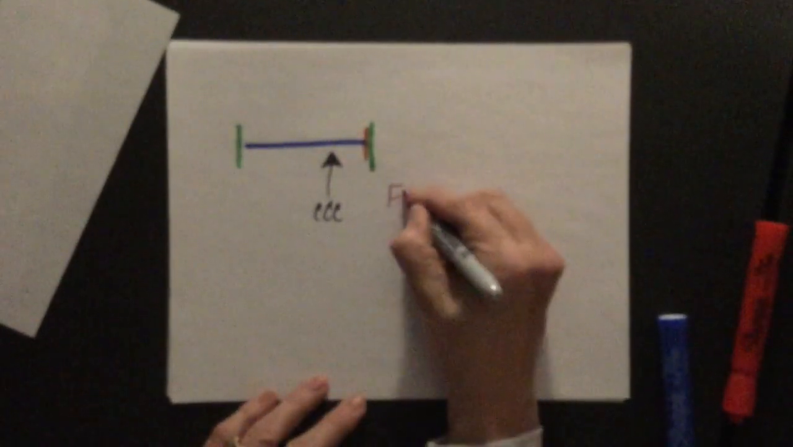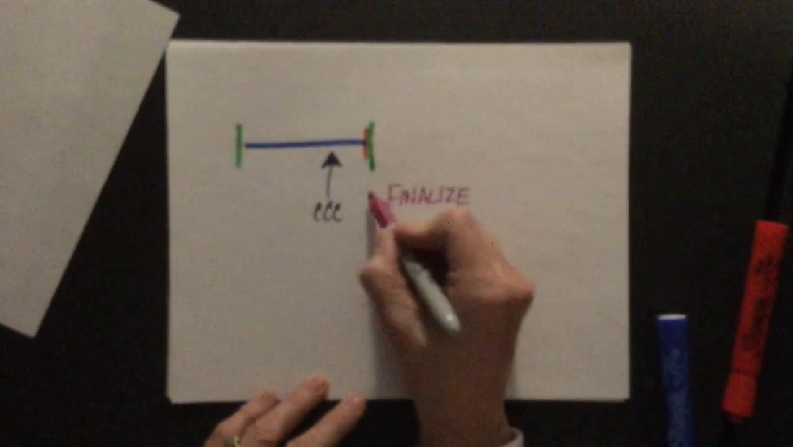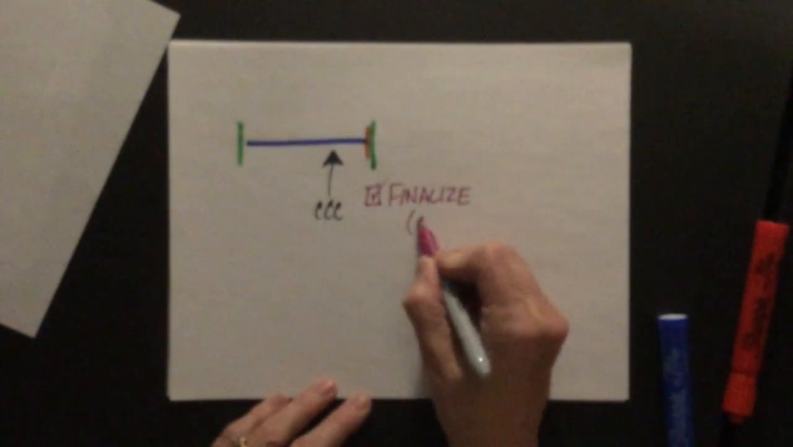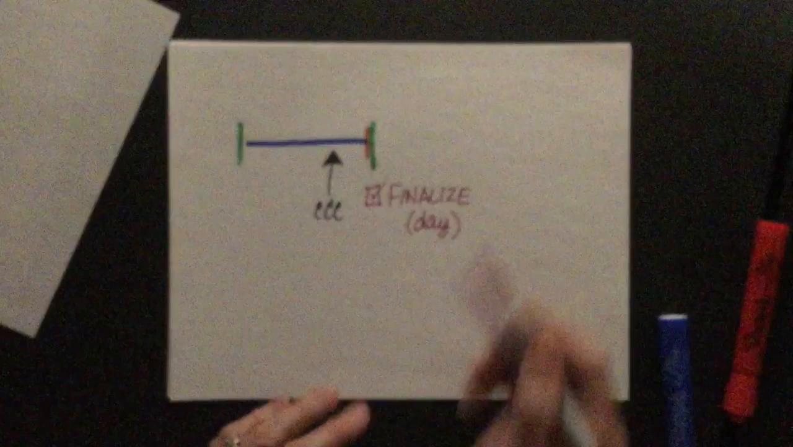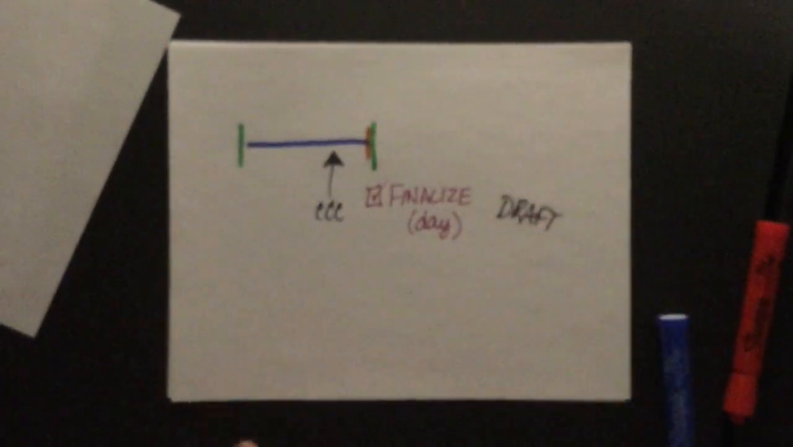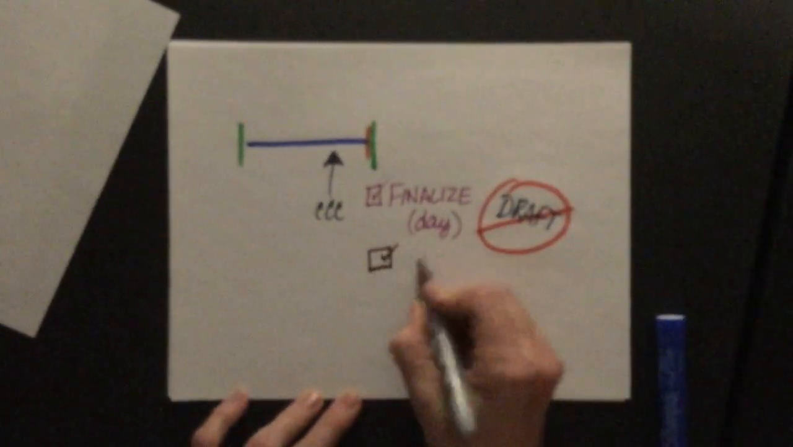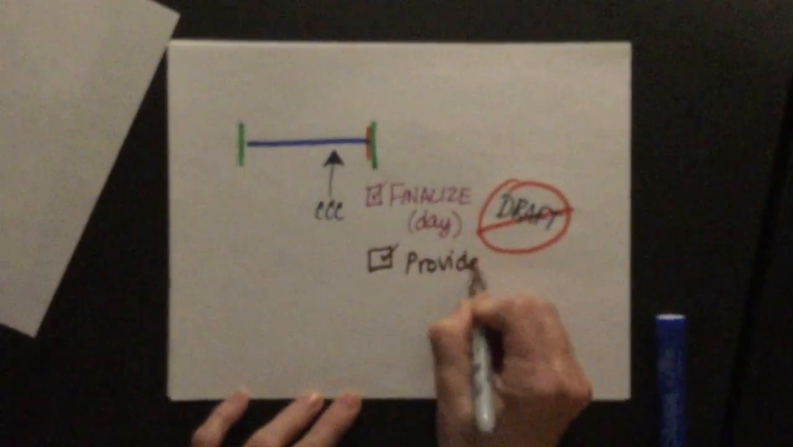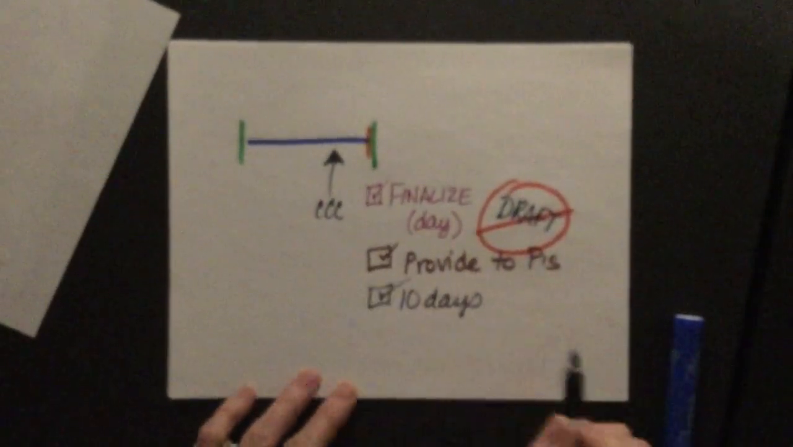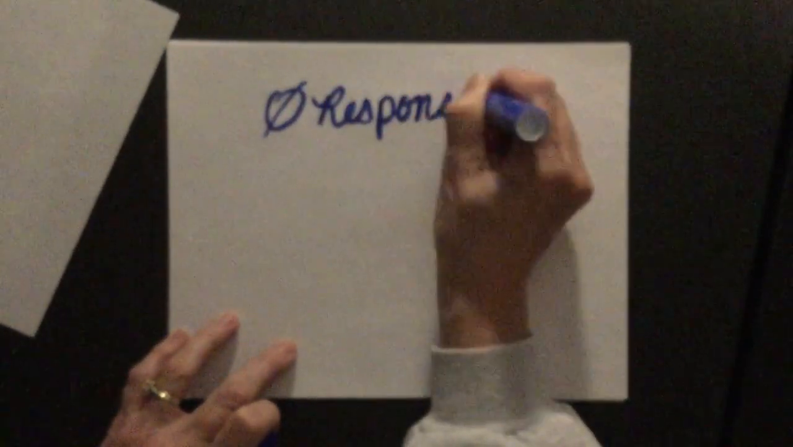You should be prepared to finalize at the case conference if at all possible, because then the parent can sign. If you can't do it at the time of the case conference, give yourself maybe a day, but never leave it in draft. Once the IEP is finalized, you want to provide it to the parents. The parents get 10 days. If there is no response from the parent, you can go ahead and implement after those 10 days.